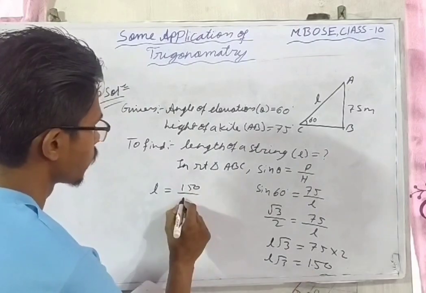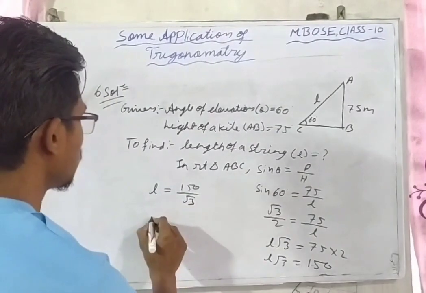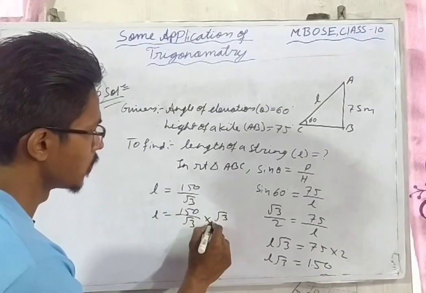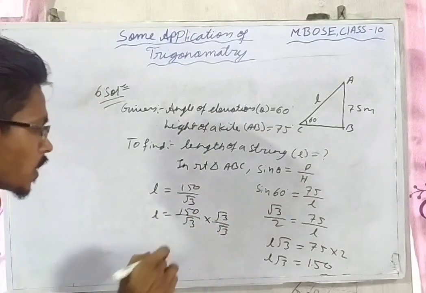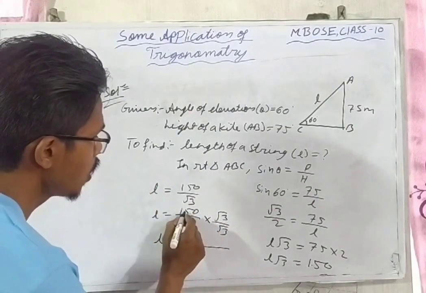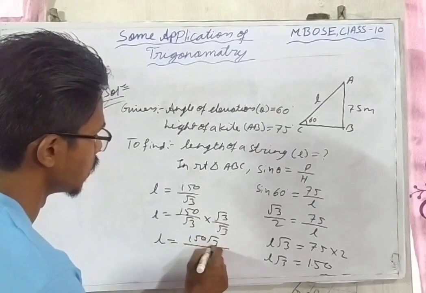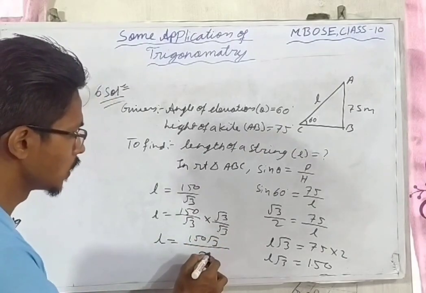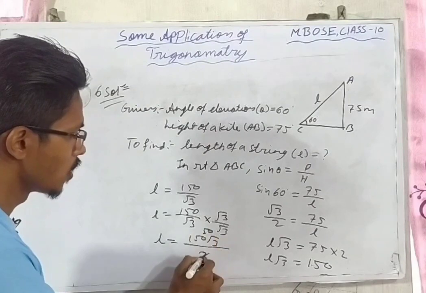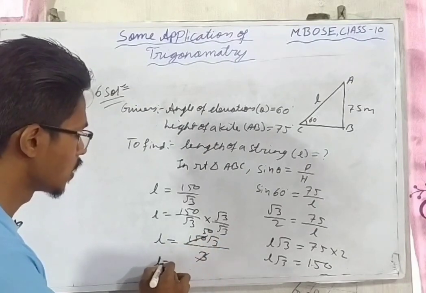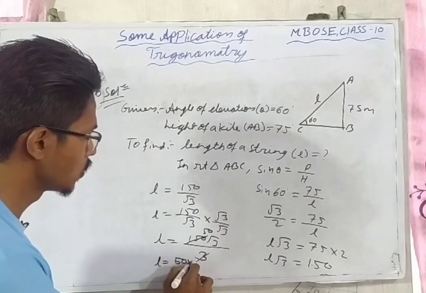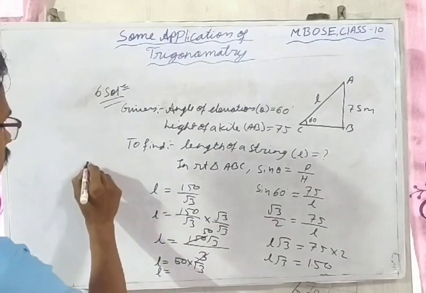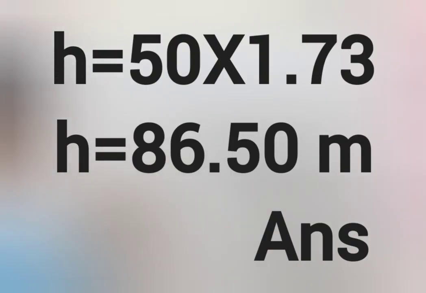So here I can write L is equal to 150, this root 3 will come down in the denominator. So L is 150 divided by root 3. So I multiply numerator with root 3 and denominator also with root 3. After that, L is equal to 150 into root 3, so it will be 150 root 3, and in the denominator root 3 into root 3 is 3. So now I will cancel: 3 into 50 is 150. So what is left? L is equal to 50 into root 3. The value of root 3 is 1.73, so 1.73 I'll multiply with 50.